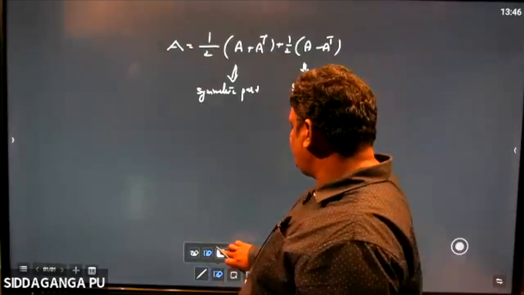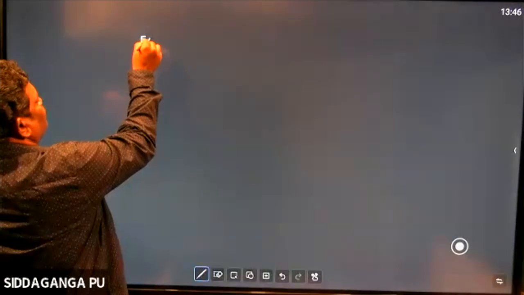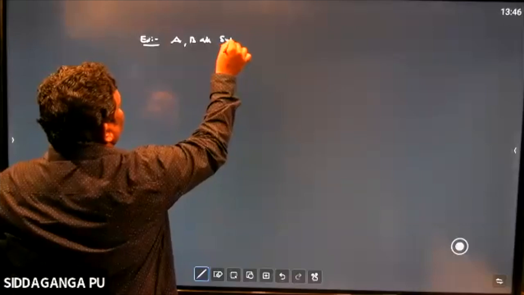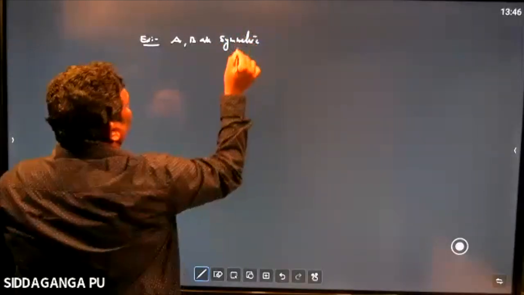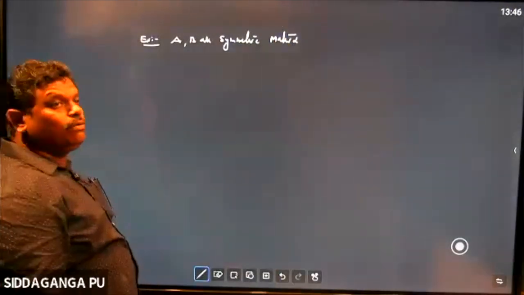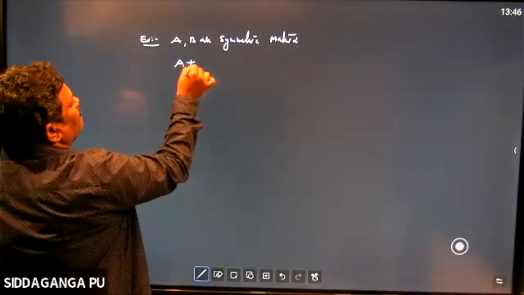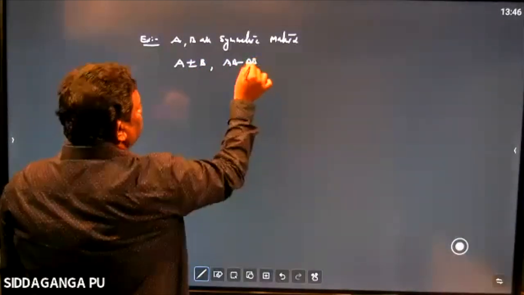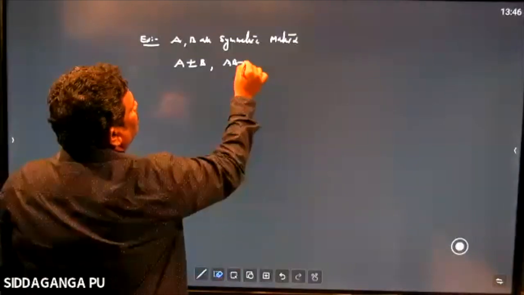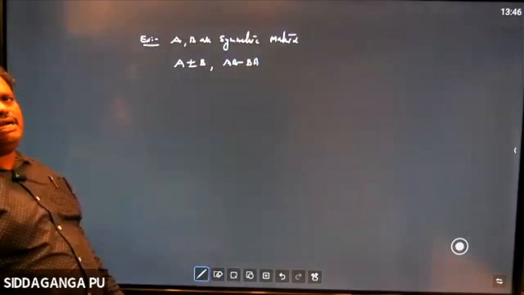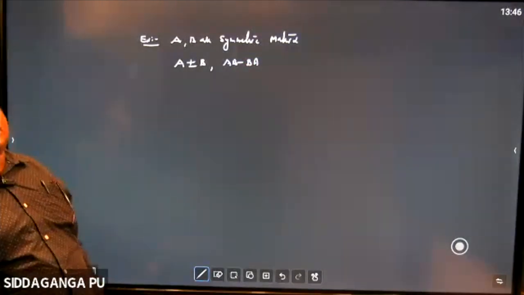One example was given in a previous CET paper. The type of question they ask is: A and B are symmetric matrices. What about A plus or minus B, or AB minus BA? What is the value of this one? The answer is either symmetric or skew symmetric. So this type of question is also important.